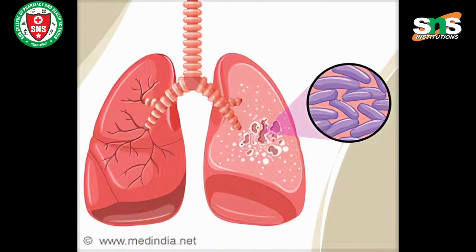And rifampicin stains body fluids such as urine, saliva, sweat, and sputum orange red in color, which is harmless. So you should educate the patient that after taking rifampicin, their urine, saliva, sweat or sputum will appear orange red in color, which is a harmless one. So you can advise them that there is no problem with this color change.